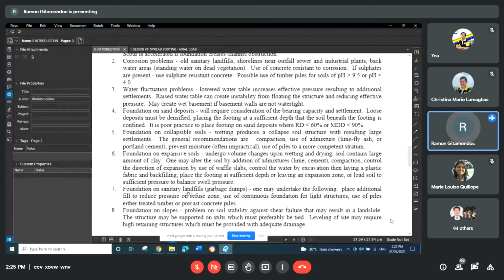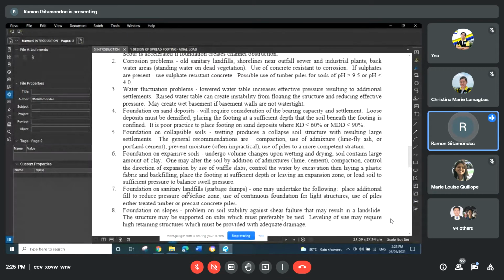Then 8, you have the foundation on slopes. So there will be problem on soil stability against shear failure that may result in a landslide. So there are a lot of usually residential houses, no, in some of the subdivisions here in Cebu, which are situated on very steep slope. So when you do foundation design there, you have to conduct slope stability analysis, no?